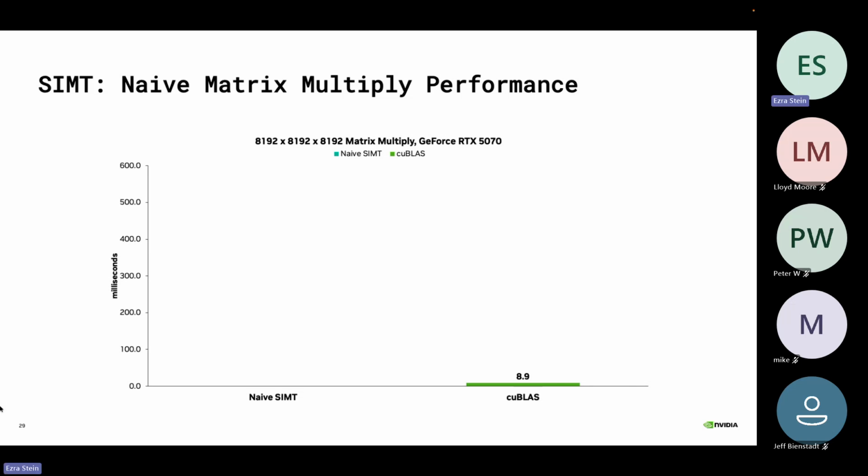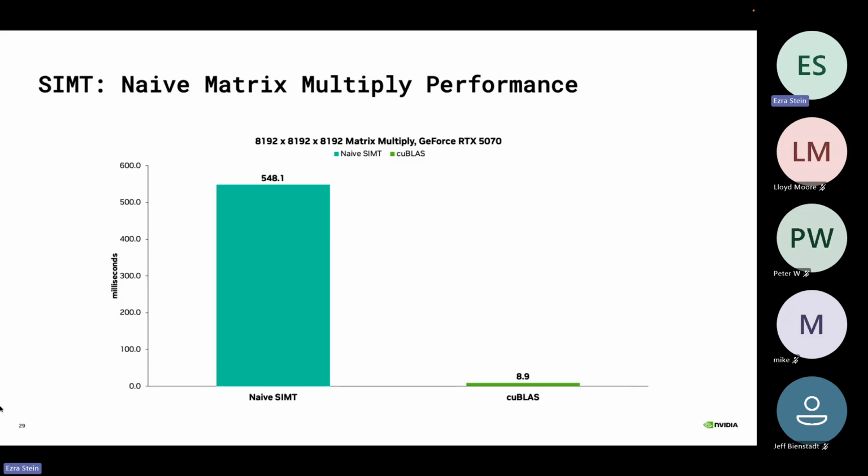In this example, CUDA is taking about 9 milliseconds to run, and we can look at how well our naive SIMT application does. It's about 550 milliseconds, so way, way slower, like 2 orders of magnitude. So this is not great. We naively applied our way of constructing an algorithm on the GPU, and this is what we got, which is not too fun.